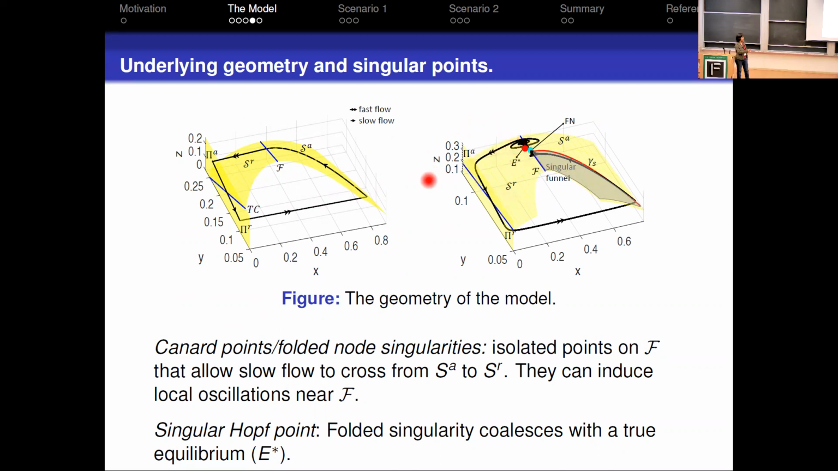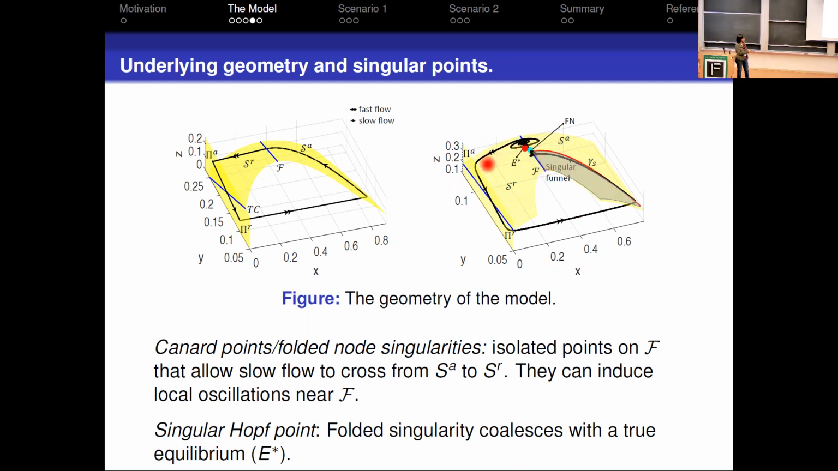And if there is a global return mechanism that brings us to something called the singular funnel, which is a region in the attracting part of the critical manifold, then we could get oscillation patterns which are a mixture of small amplitude and large amplitude oscillations, and such oscillations are called mixed mode oscillations. So in this work we will be looking at these kinds of complex oscillatory patterns called mixed mode oscillations.